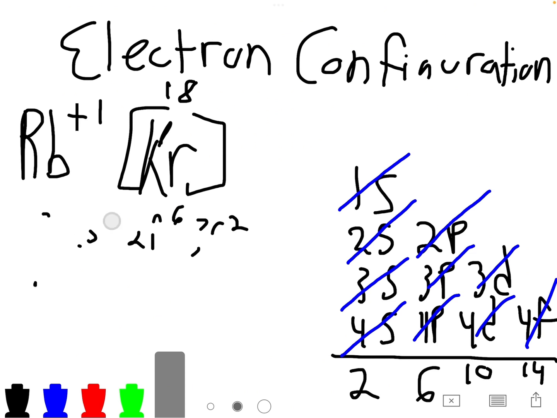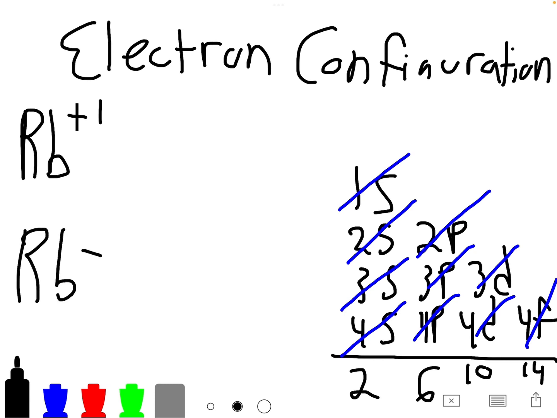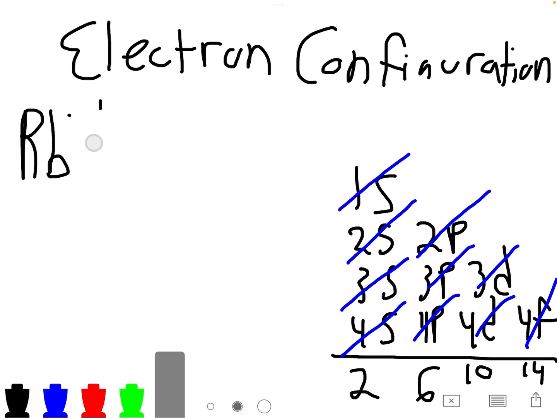And then if you want to break down rubidium by itself, just do it like this. This will be a big one. This is going to be a really long configuration, so I'm going to write it up and leave it right there. So rubidium has 37 electrons.